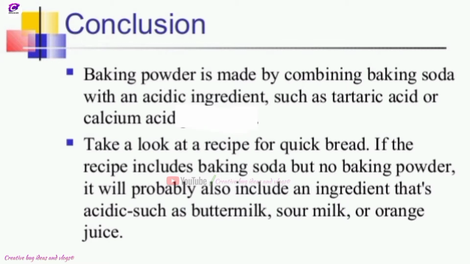Take a look at a recipe for quick bread. If the recipe includes baking soda but no baking powder, it will probably also include an ingredient that's acidic, such as buttermilk, sour milk, or orange juice.